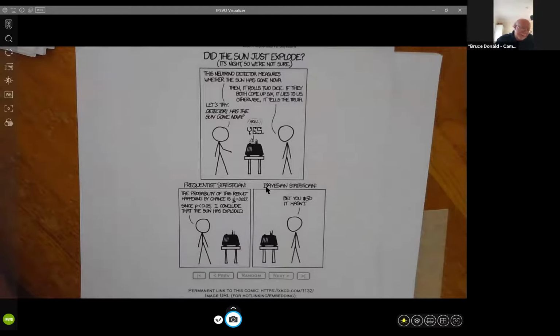So the idea of this is that the frequentist statistician basically is going to look at this and isn't going to be able to model, or isn't going to want to model, the probability that the sun has gone nova, namely a neutrino storm. And it's basically going to conclude that the probability of rolling double 6s is about 2.7%, which is very small. So probably the machine didn't lie, because that's less than 0.05. Whereas the Bayesian statistician is going to use the prior probability that the sun has gone nova, which is very small, and says waggishly, I bet you it hasn't.